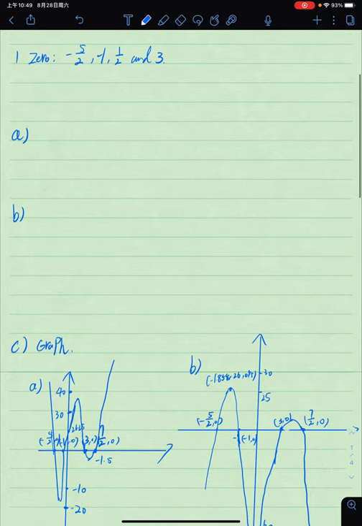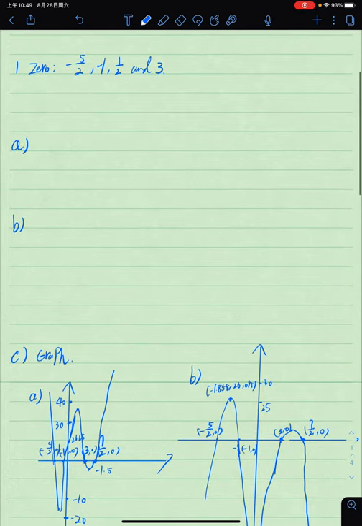The first question gives the zeros: negative 5 over 2, negative 1, 1 over 2, and 3. The zeros can also be called roots or solutions. They want us to give the equation of this family.